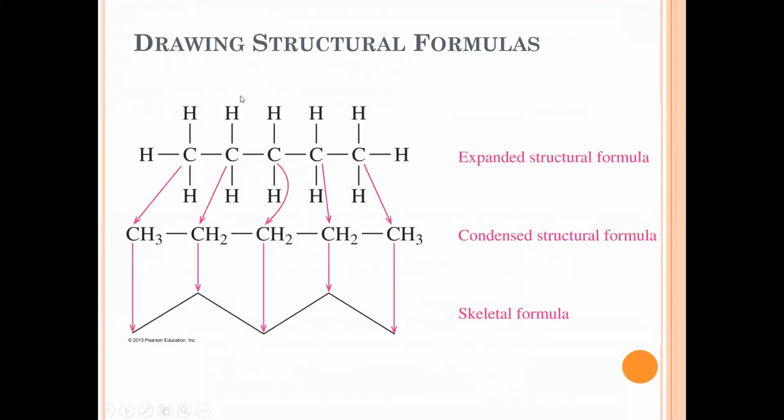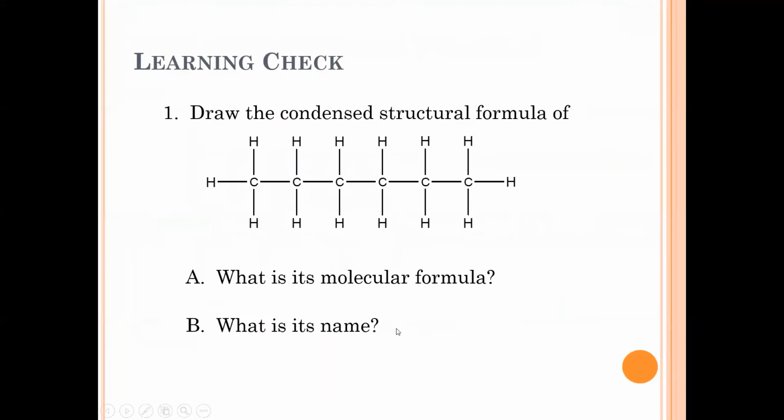So this is how you would do taking an expanded formula. Here is 1, 2, 3, 4, 5. This would be pentane. We could condense it down, and then you could even condense it further to the skeletal formula. And here 1, 2, 3, 4, 5 carbons long, pentane.